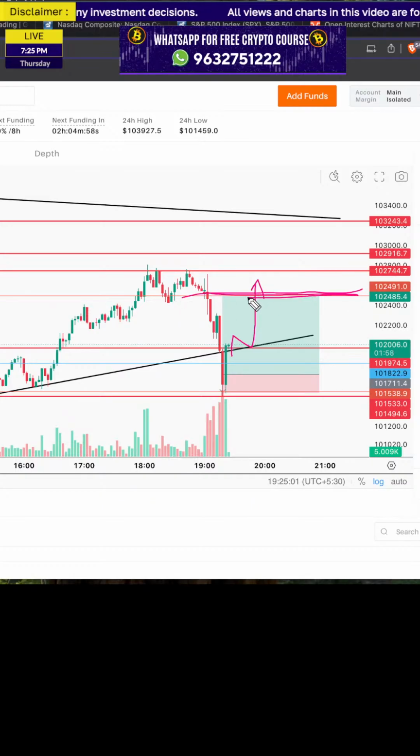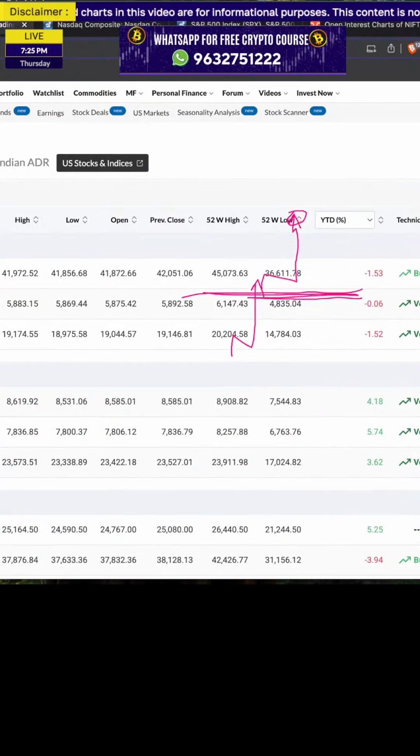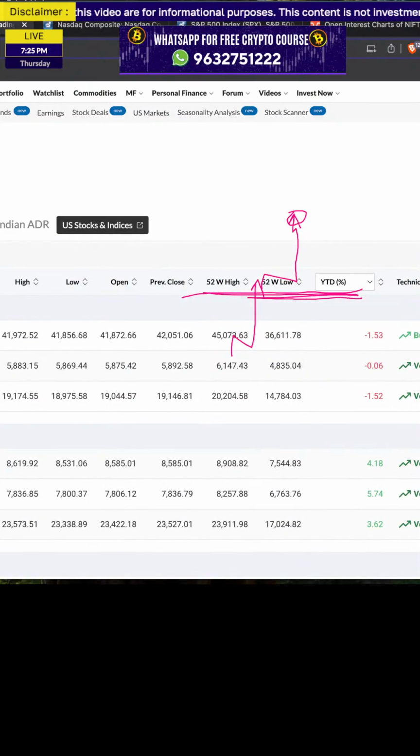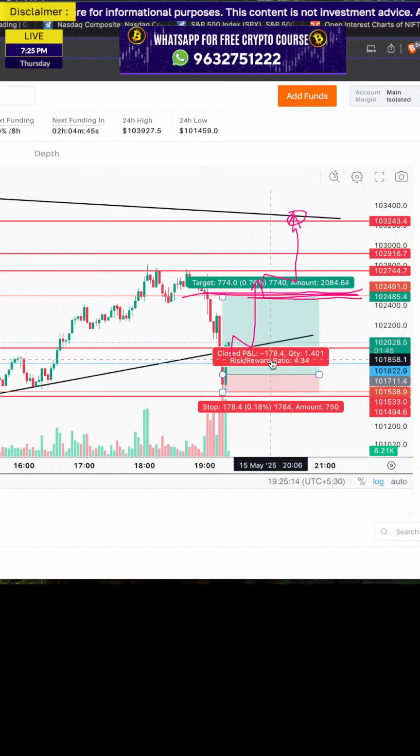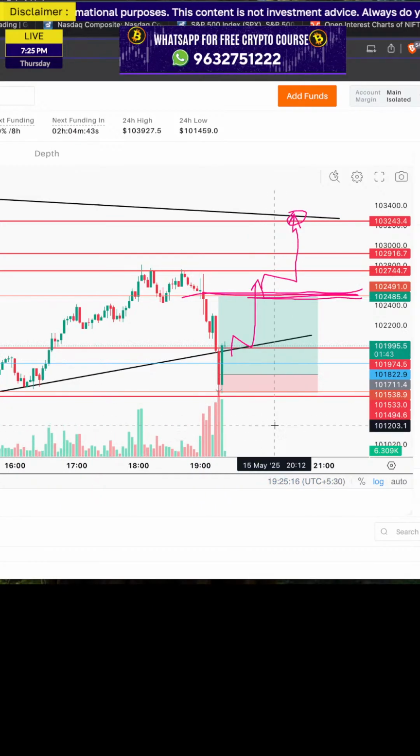This is the target I'm thinking, but the expectation is that only above this target does the market have potential to move. Of course, the US market, to a certain extent, is a bit bearish. People might be booking their profit and things like that. That's okay.